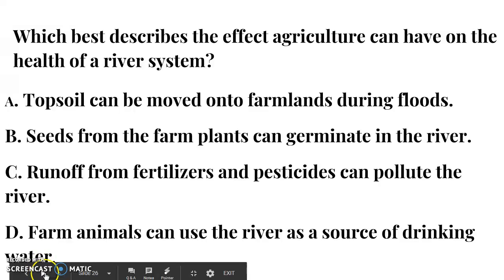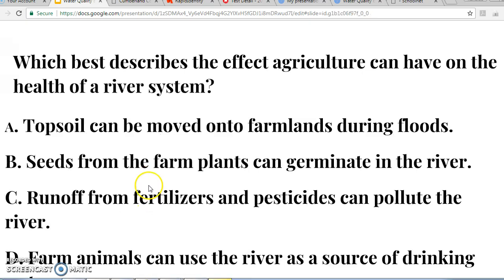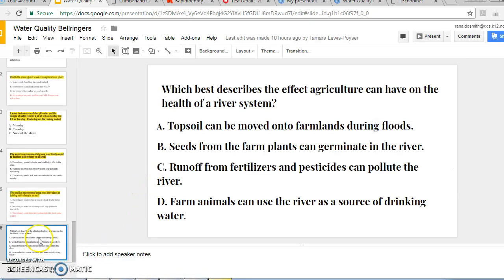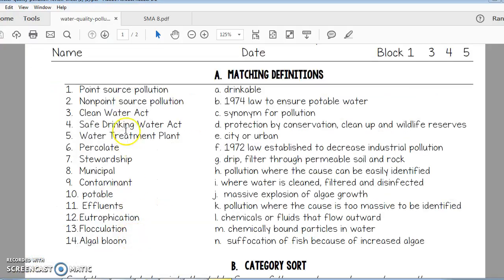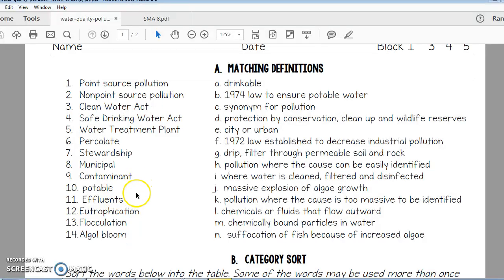All right, and that was the last one. So please, go ahead, look at your vocabulary words. Here are some important words. Make sure you know what stewardship means. It means to take care of what you have. So that would be D. Contaminant is another word for pollution, and also affluence and potable. So look over your vocabulary words.